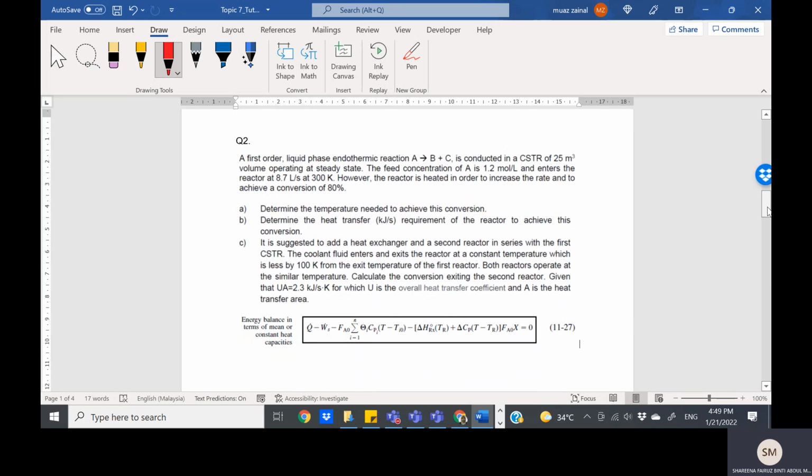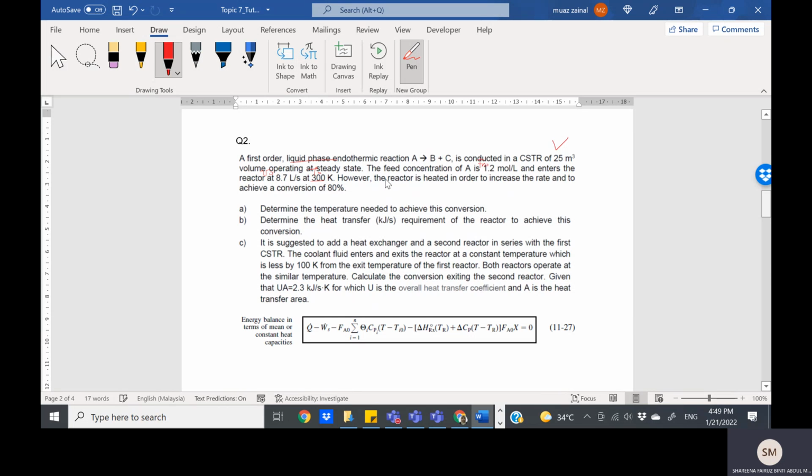And number 2, a first order liquid phase endothermic reaction, A forming B plus C, is conducted in a CSTR. Given here is the volume, operating at steady state. The feed concentration of A is 1.2 mole per liter and enters the reactor at 8.7 liter per second at 300 K. So this would be the T naught, this is the V naught, and this is the FA naught.